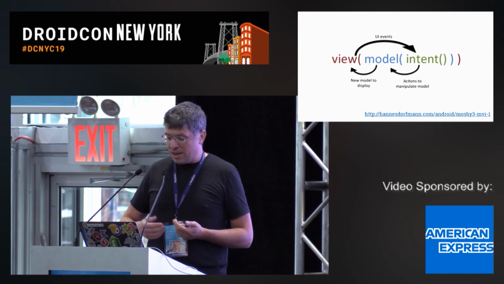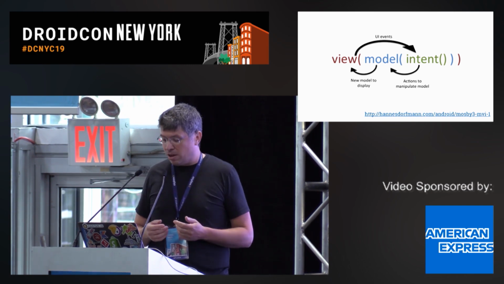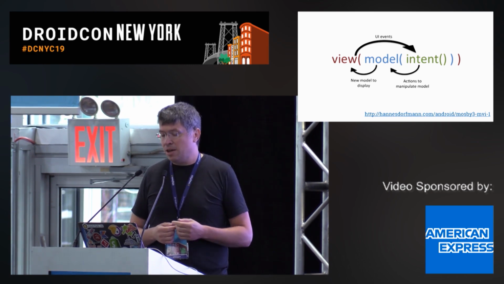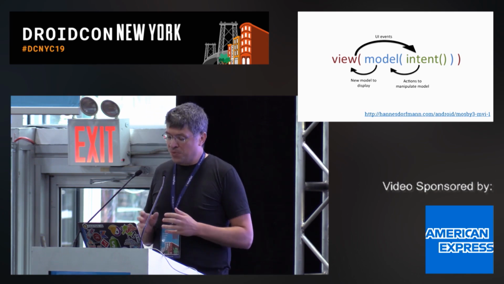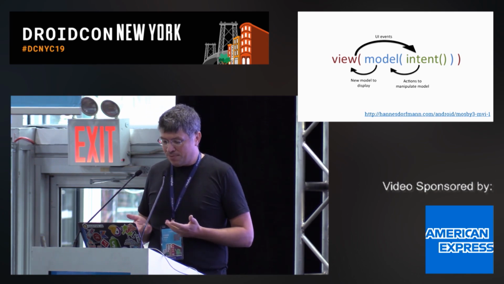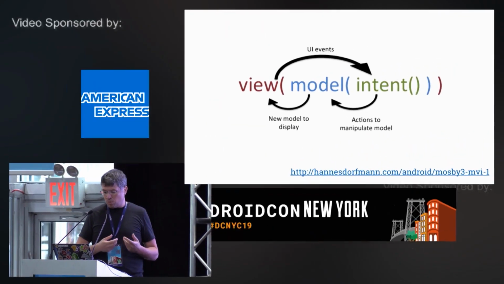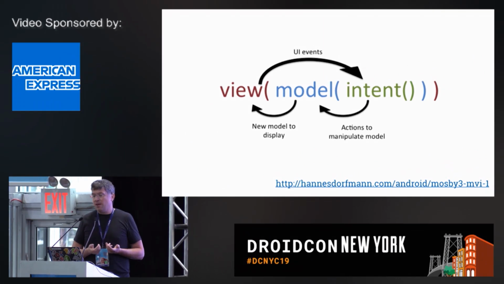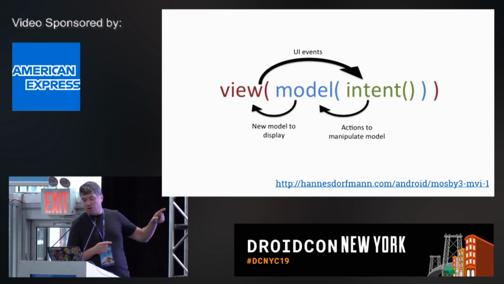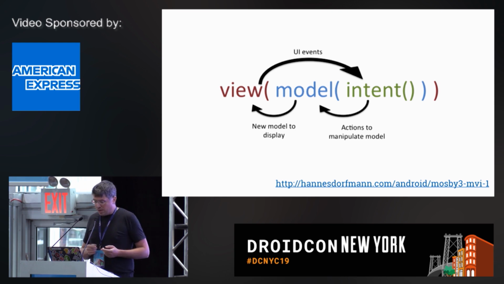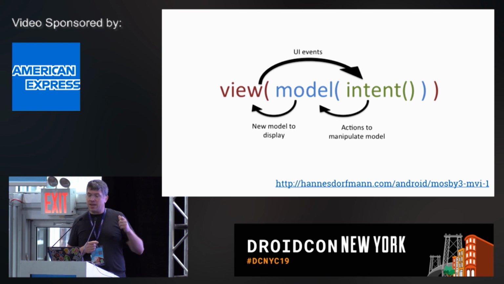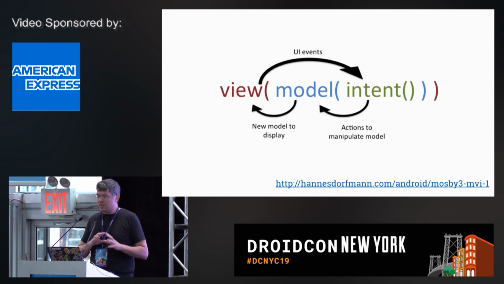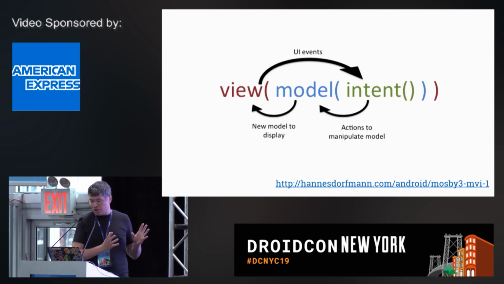Personally, I discovered the MVI pattern a few years back on Hannes Dorfman's blog. The link is right here below. The general idea of MVI is that you have a view where your user is interacting, and view events come out of this and get turned into intents, which are in turn consumed by your model. When your model gets changed, your view itself starts consuming that. So this is the reactive MVI pattern in a nutshell.